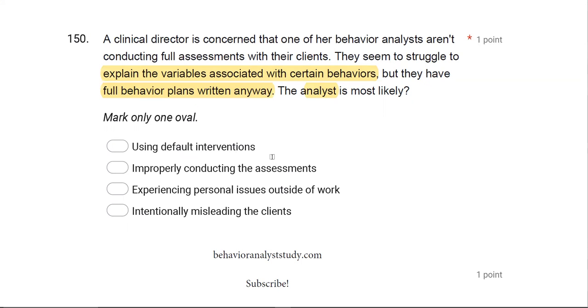Improperly conducting the assessments. We don't know that for sure. We don't even know if they are conducting the assessments. C, experiencing personal issues outside of work. Nothing indicates there could be personal issues going on. We don't assume. And then D, intentionally misleading the clients. Again, we're not sure, right? All we know is they're writing behavior plans, not understanding all the variables associated with certain behaviors, so they're most likely using default interventions.